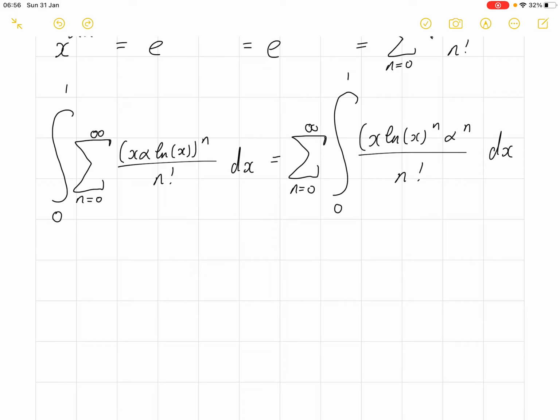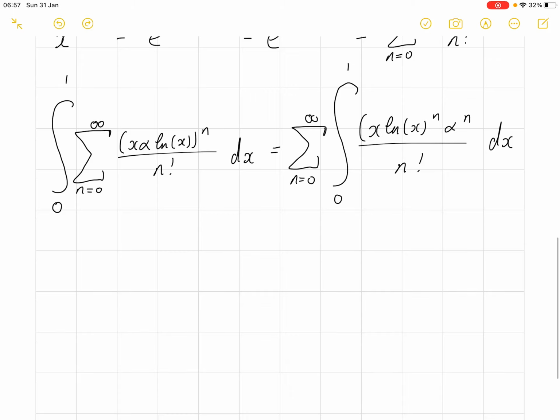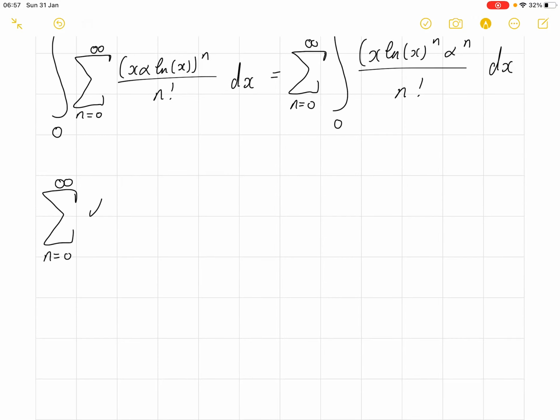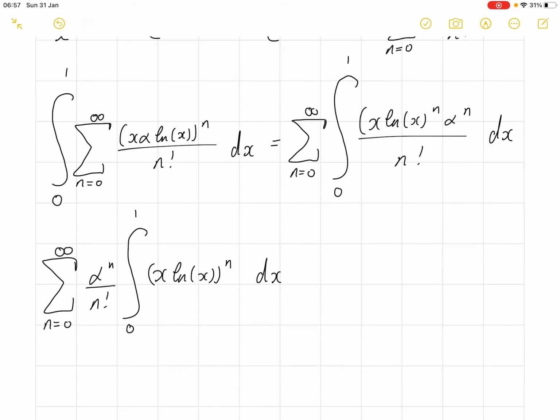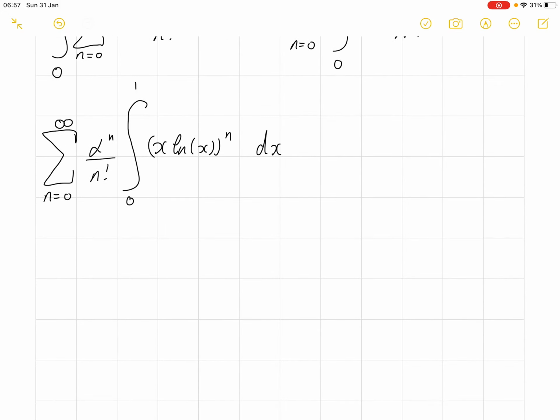Next, we see that we have the sum on the outside, the integral on the inside. And because alpha to the power of n and n factorial are not terms of x, we can take them outside of our sum, outside of our integral, sorry, and we'll get the following. Now then, it's time to make some substitutions. Let's make the following substitution. Let's set u to be the minus natural log of x. The very first thing that we're going to do is change the limits.